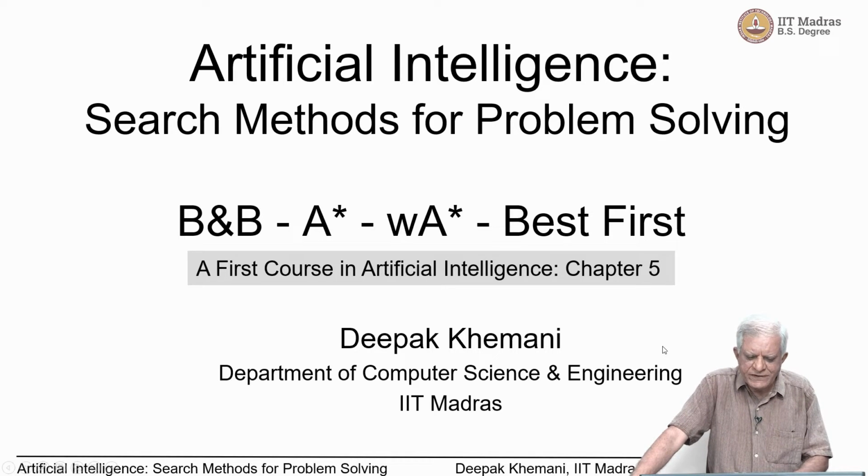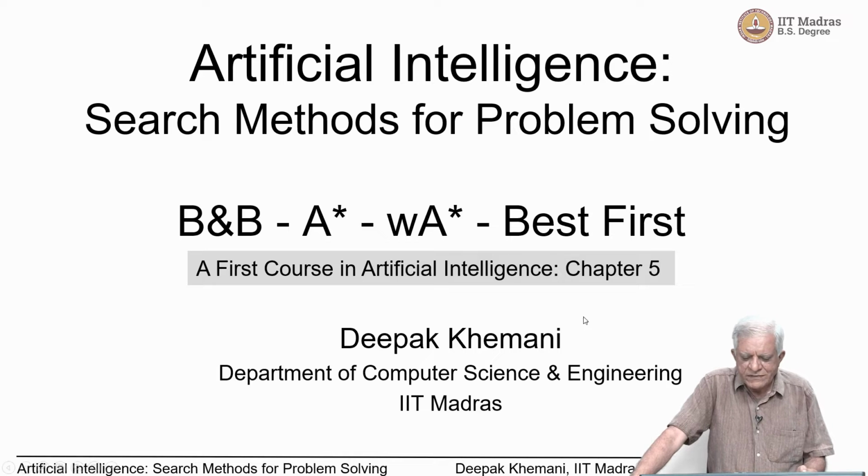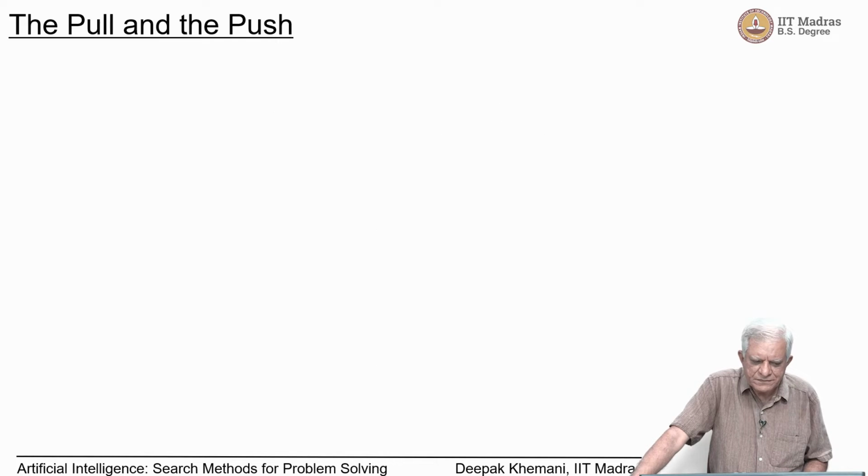So, let us look at some variations of A star, which try to trade off between best first and A star. We want algorithms which will terminate faster, because eventually, depending on the heuristic function, the space and time requirements of A star tend to be exponential.